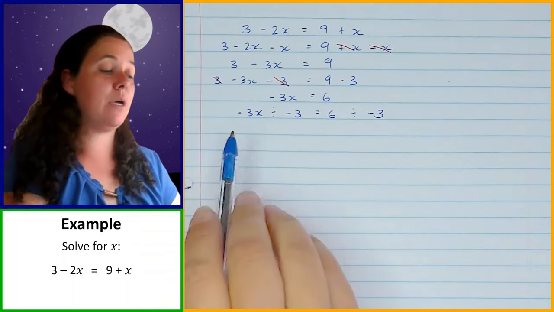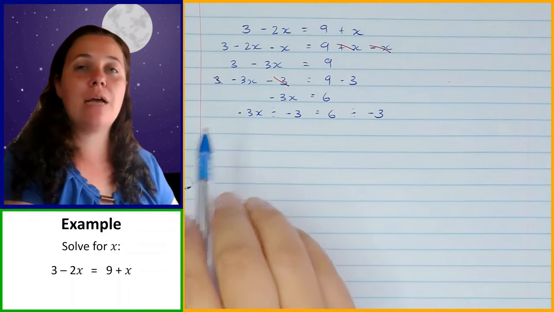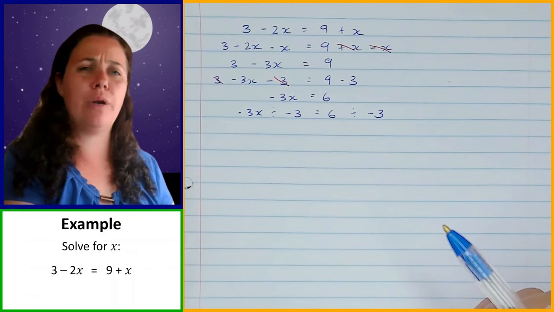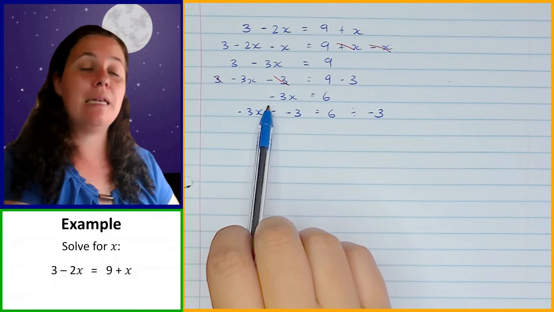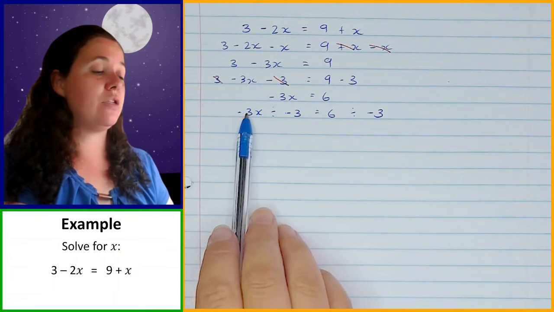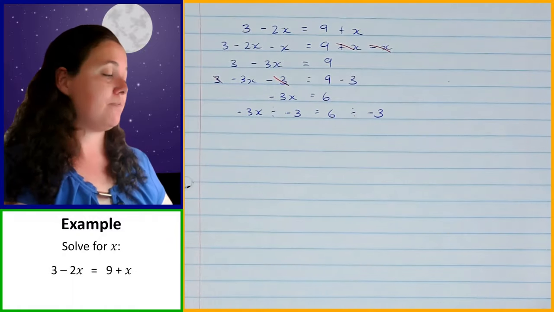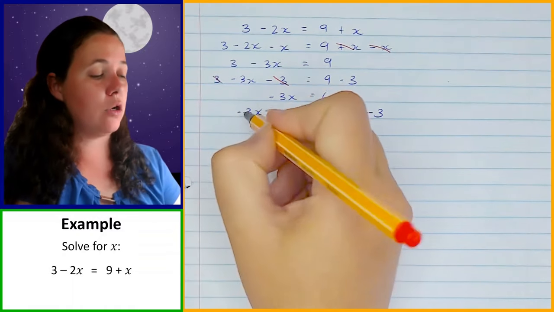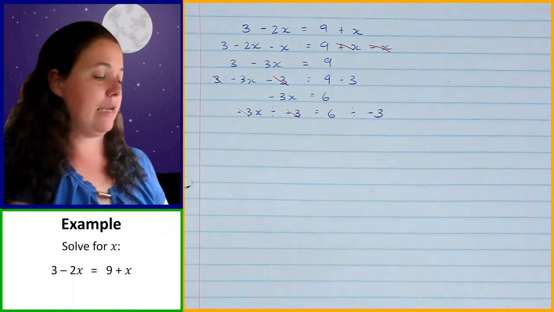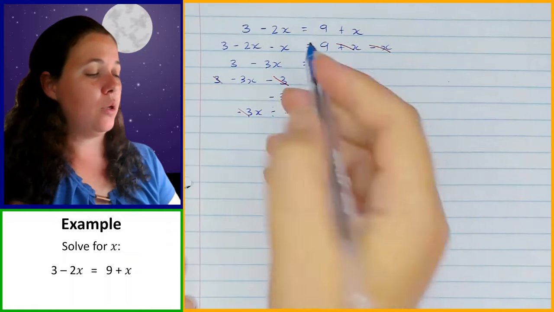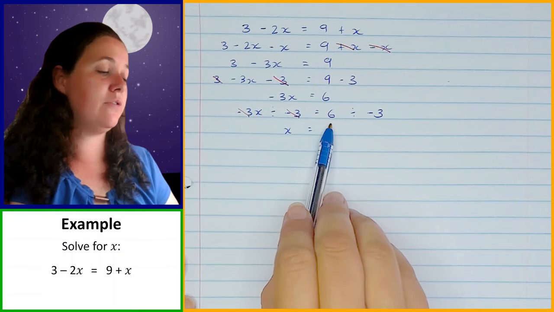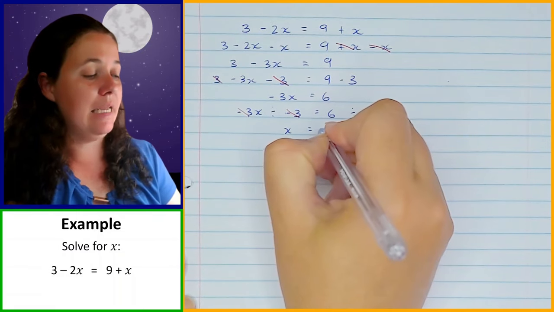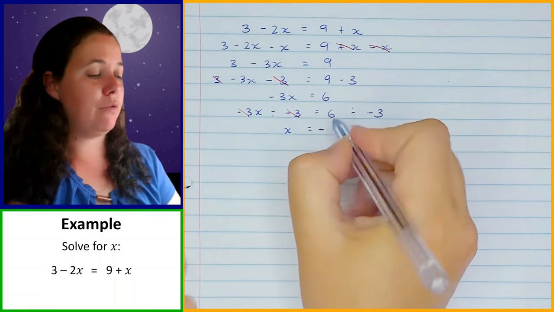I can't just divide by 3 because then I'm still going to have negative x. And I don't want to know what negative x is. I want to know what x is. So I need to get rid of the negative as well, which means I need to divide by negative 3, which will make that whole thing cancel like that. And that will leave me with x equal to, and now we know that a positive divided by negative gives us a negative answer, and 6 divided by 3 is 2.